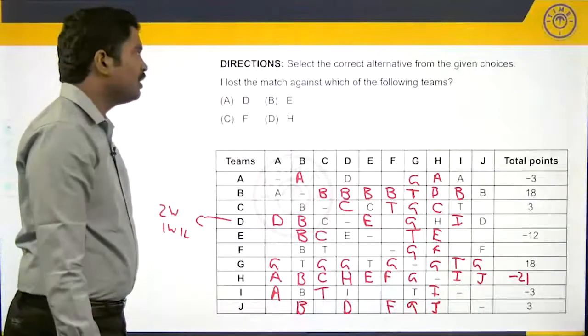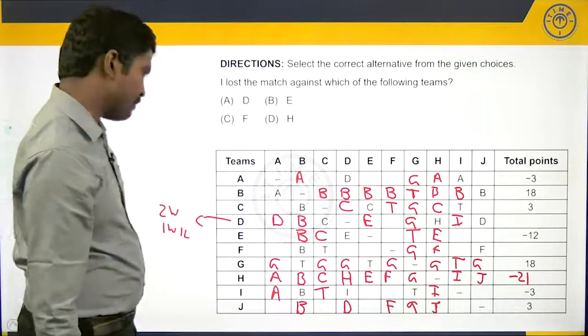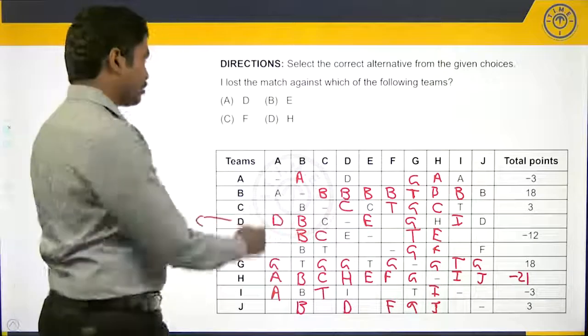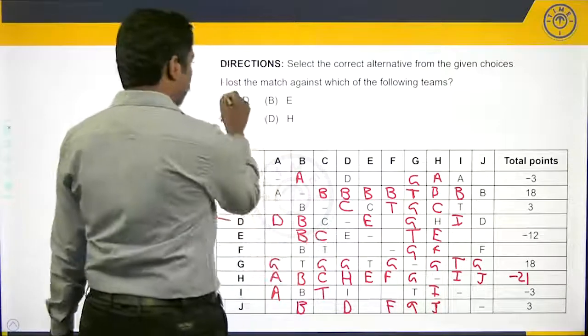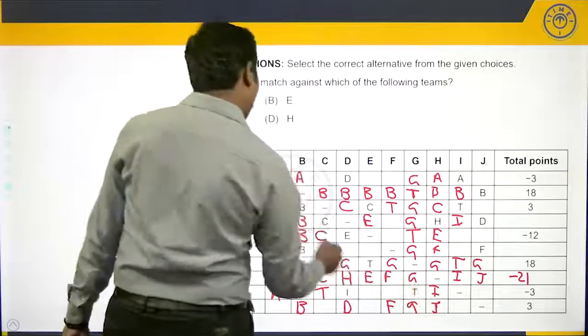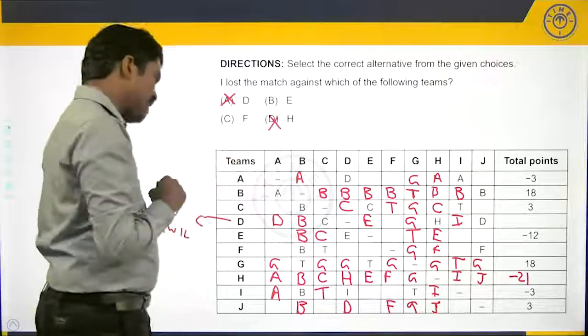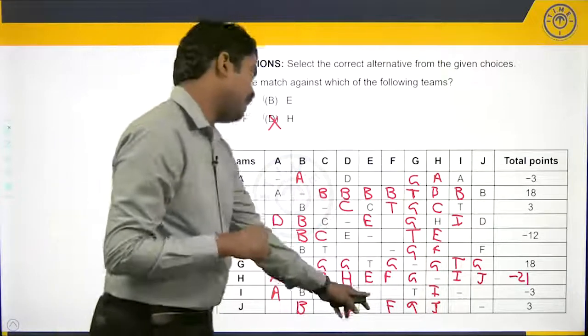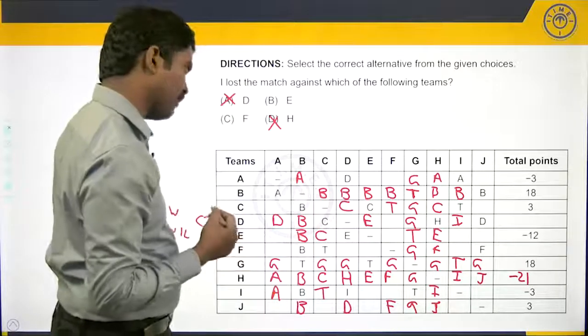Next question. I lost the match against which of the following teams? Check out I. I lost the match against D, E, F, H. Check I, D. I actually won. I didn't lose against it. Okay, what about H? I, H also. I, H, I won. So, it's either E or F. Check. I, E and I, F. So, E, I and F, I. We don't have any information here.